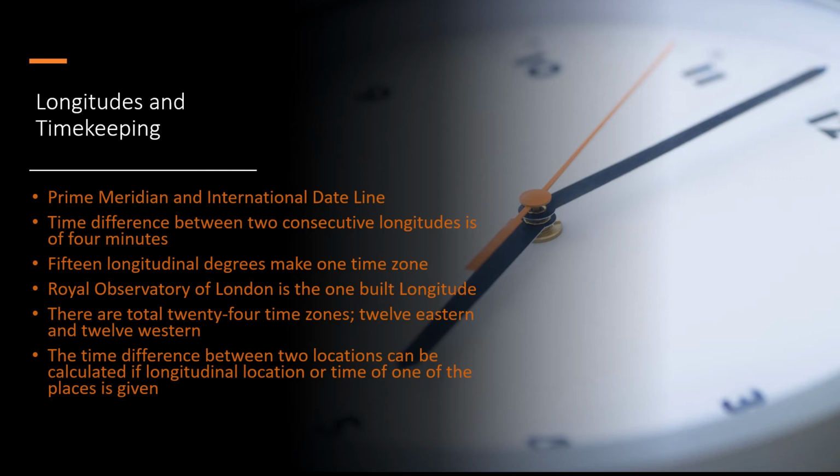That makes our Earth to have 24 time zones. 12 time zones for Eastern Hemisphere and 12 time zones for Western Hemisphere. To calculate the time difference between two locations, you need to have at least the time of one location and the longitudinal differences between these two locations. Let's just try to understand all these facts with the help of an example.